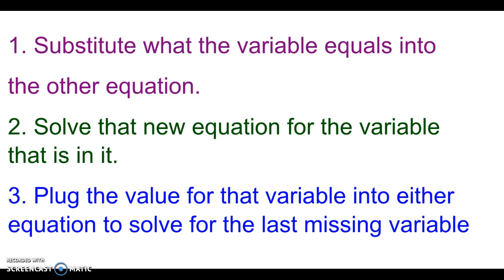Alright, these are the steps that we are going to use to solve our system of equations with substitution. So you will want to go ahead and copy these down into your notes, 3 steps. The first step is substitute what the variable equals into the other equation. Step 2, solve that new equation for the variable that is in it. And step 3, plug the value for that variable into either equation to solve for the last missing variable. You can go ahead and pause the video here so that you have time to write down these 3 steps.